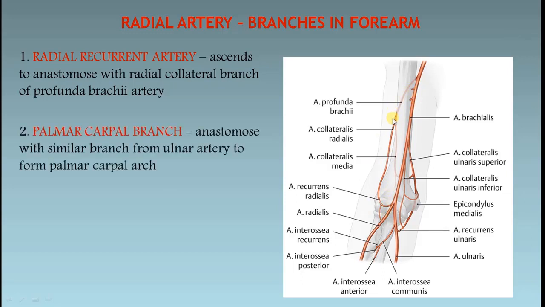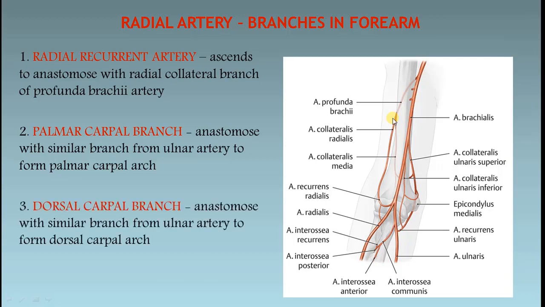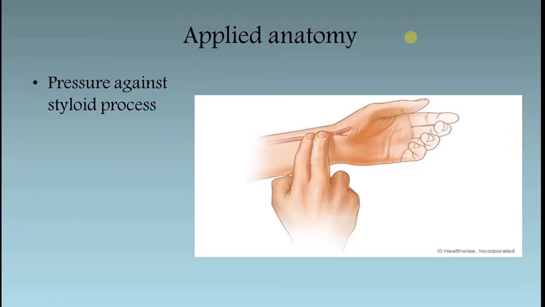Palmar carpal artery: it is going to anastomose with the palmar carpal branch of the ulnar and the anterior and posterior interosseous arteries. It will form a carpal network in front of the wrist joint. In the same way, it will give a dorsal carpal branch, again an anastomosis at the back of the wrist joint. So the radial artery can be compressed against the styloid process, and there you can also feel the radial pulse.